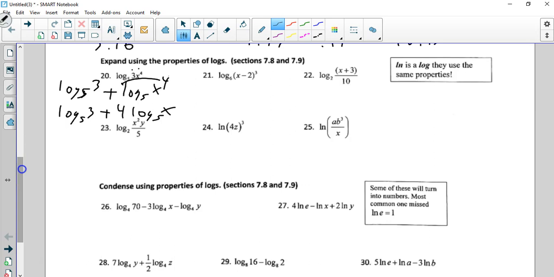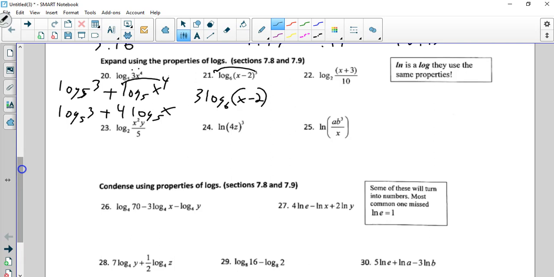All right. 21. This x minus 2, the binomial with the minus in there, you can't touch that. So we're just going to move this in front, and that's 3 log base 6 of x minus 2, and we're finished.